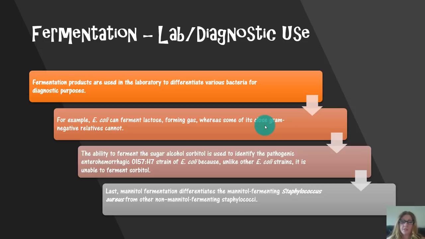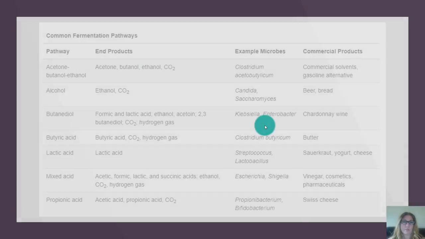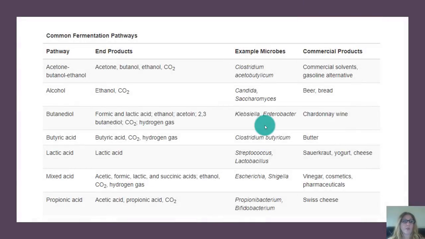Mannitol fermentation is going to be able to differentiate the mannitol fermenting properties of Staphylococcus aureus from non-mannitol fermenting staphylococci. So it's really good to be able to recognize one from the other. So here's just another way to look at the common pathways.